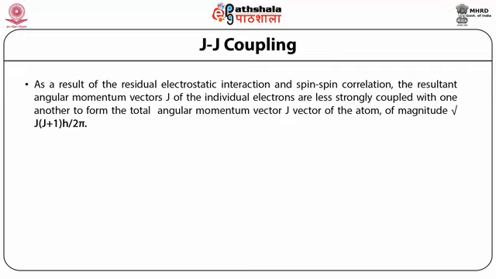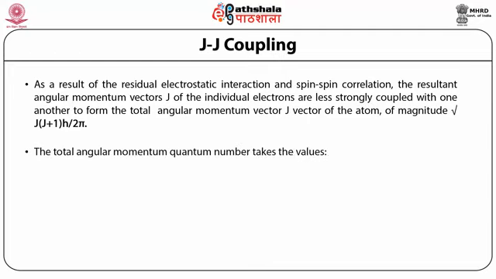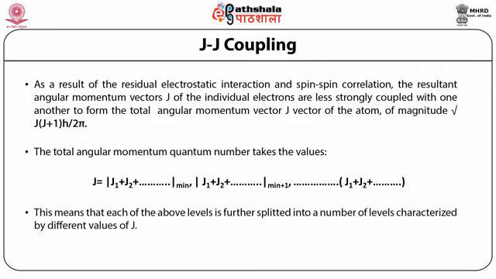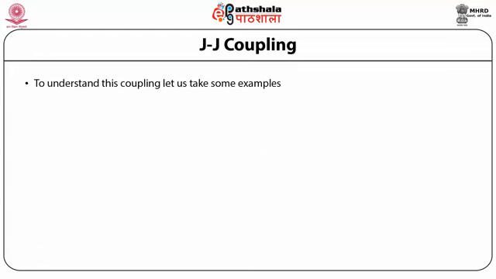As a result of the residual electrostatic interaction and spin-spin correlation, the resultant angular momentum vectors j of the individual electrons are less strongly coupled with one another to form the total angular momentum vector J of the atom of magnitude h cross root of J into J plus 1. The total angular momentum quantum number takes the values J is equal to j1 plus j2 minimum, to j1 plus j2 minimum plus 1, and up to j1 plus j2. This means that each of the above levels is further separated into a number of levels characterized by different values of J. And to understand this coupling, let us take some examples.